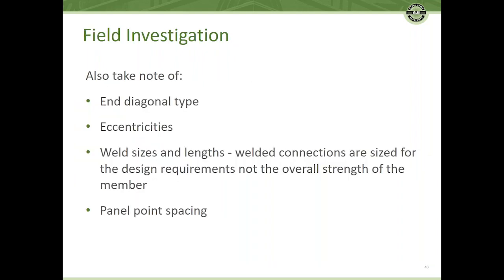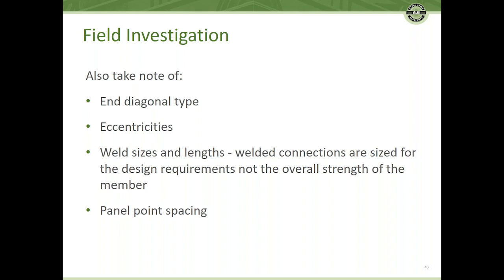One thing, or a couple things to keep in mind with regard to field investigation, the end diagonal type is really important. Sometimes those are single members like rods. Sometimes they're double, and so that's important if you're doing a field investigation to note that. Any eccentricities, particularly around the bearing seat, weld sizes and lengths are important to know. So welded connections are sized for the design requirements, meaning the design force in the web, and not the overall strength of the member.